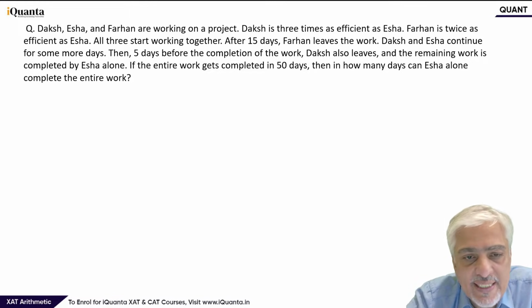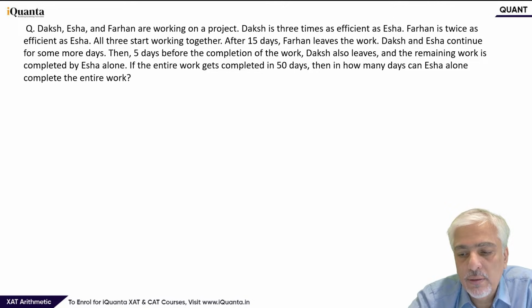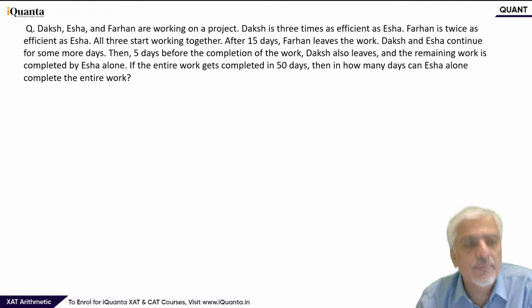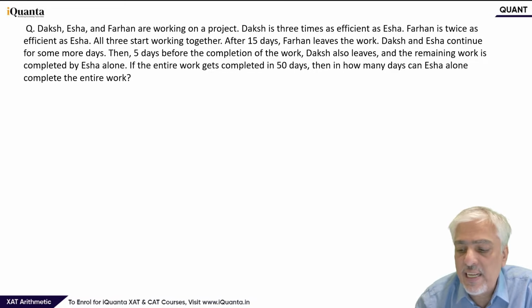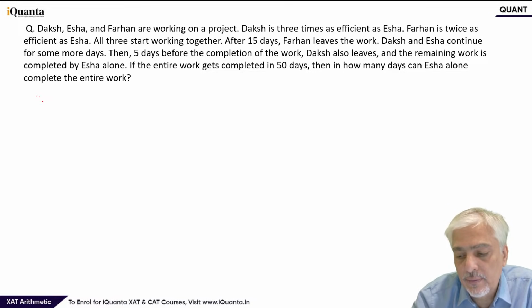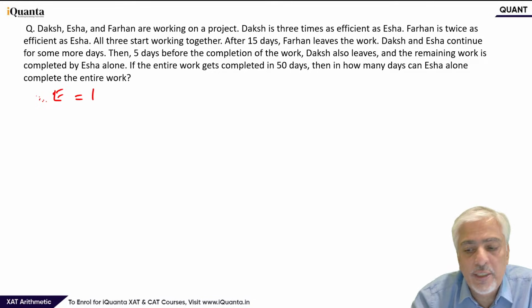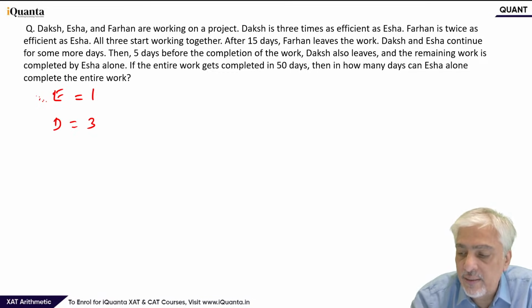Great. Most of the people have started getting it right, so I'll just discuss it. No, this is not slot 3 or anything. This is a general question. Daksh is 3 times as efficient as E and F is twice as efficient as E. So my method of doing the sum, I would start with E as 1.